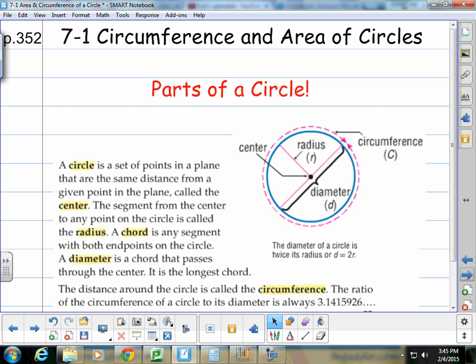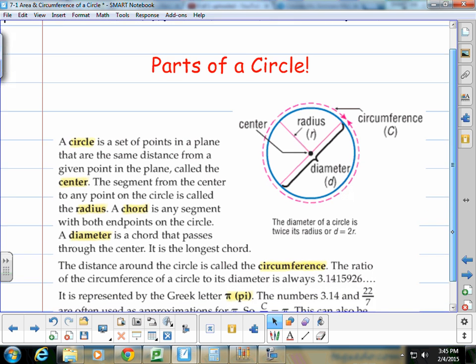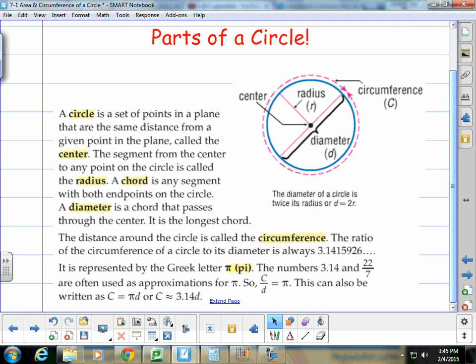Parts of a circle. This is your book on page 352. Parts of a circle are kind of in depth. So a circle is a set of points. If you were to put this on a coordinate plane, these would all just be points put together. Okay? Smartboard's a little off still, so bear with me. And they're the same distance away from a given point. That given point is the center. So your center is here. And every point on the circle is the same distance away from that. That distance from the center to the outside is called the radius. So any segment from the center to the outside is the radius.